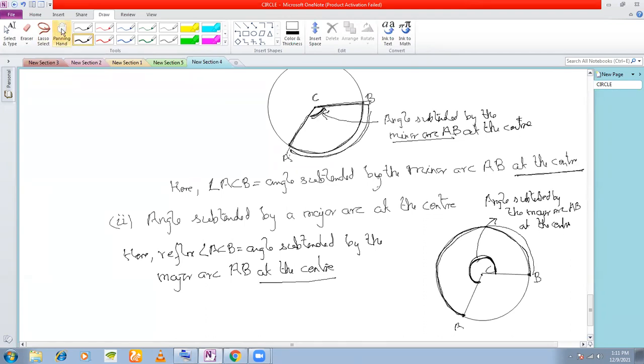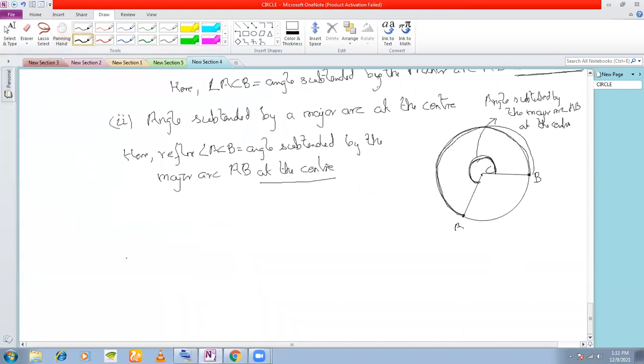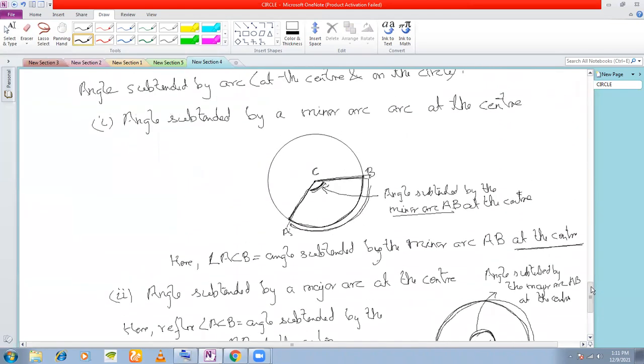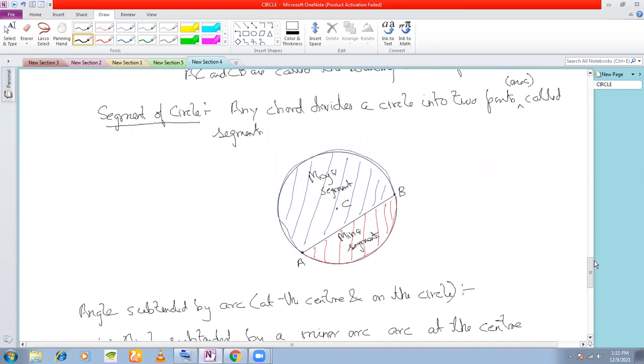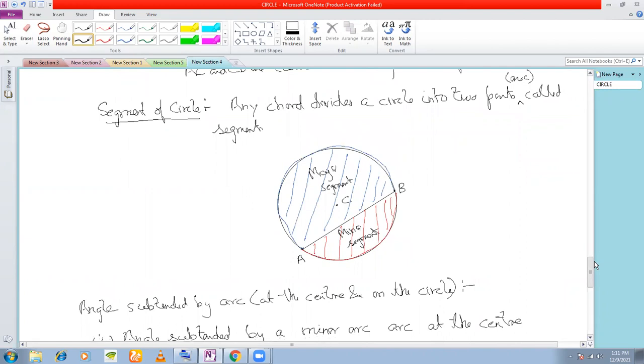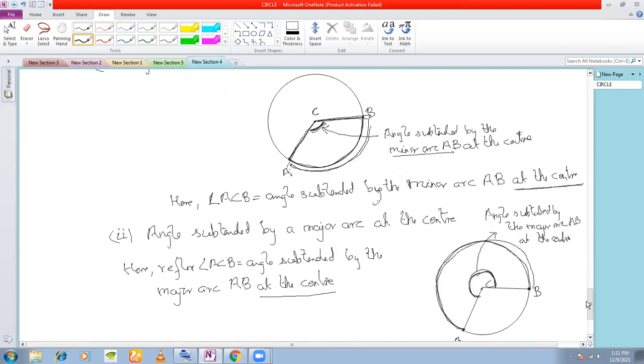Okay. Now I'll tell you the two other definitions, which is angle subtended. Excuse me, sir. Yes. Sir, can you please scroll up? Sir, before this. Yes, sir, here only. Thank you.